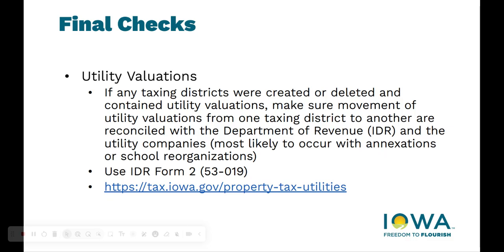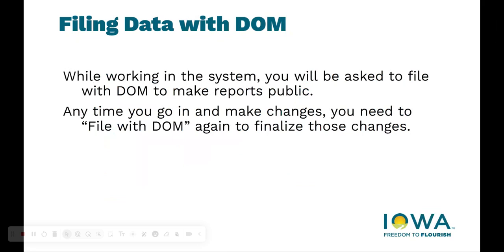You see this most often happen with school reorganizations. So you may have to combine taxing districts due to a school reorganization. And so you combine utility value in that way. So just be sure that those types of changes are being communicated both to the companies and to Department of Revenue. While you're working in the system, you'll be asked to file with DOM to make your reports public.